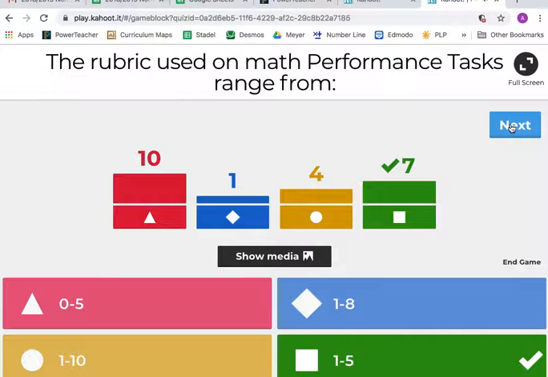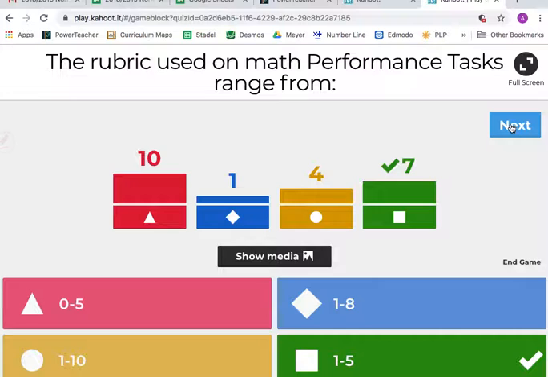All right. The answer is 1 through 5. Now, when I print out your rubric, the rubric's going to say, this is what you do to show me a 1. This is what you do to show me a 2, 3, 4, and 5. It will even tell you what questions give you the potential to show that evidence.